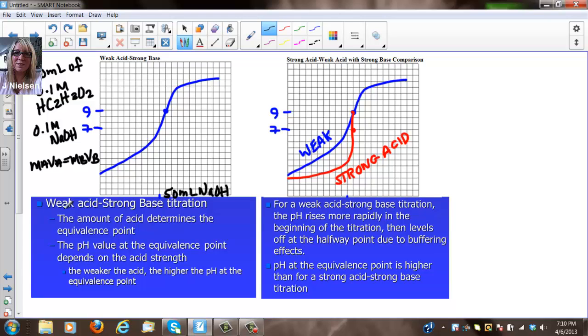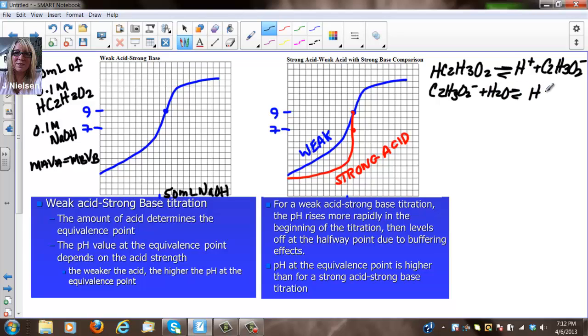Now, why does that happen? If we have HC2H3O2, you know that that's a weak acid, so you're going to have barely any dissociation. But what's happening is that the acetate ion in solution is going to react with water and form HC2H3O2 plus OH minus. So you've got these extra OH minus ions in solution that are raising the pH so it's greater than 7.